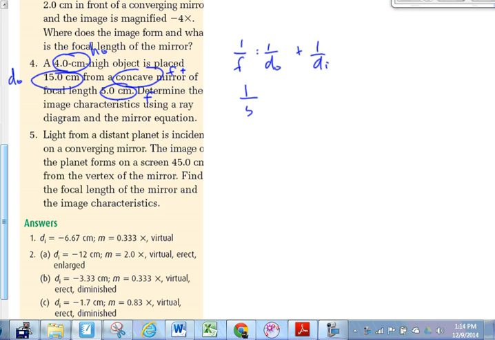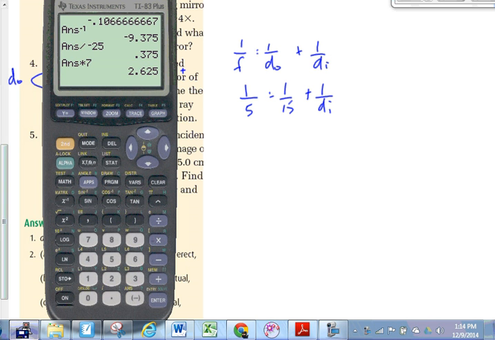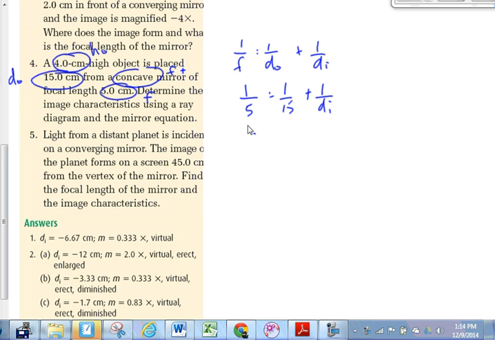The focal length is 5, DO is 15, and DI is what we're looking for. Let's plug some numbers in there. 1 over 5, subtract 1 over 15. Then 1 over that gives me 7.5. DI is 7.5 centimeters. Even though we're not asked to find DI, we're going to use that to determine one of the image characteristics. Which one does this tell me now? Positive DI tells me that I have what? It's a real image, yes.